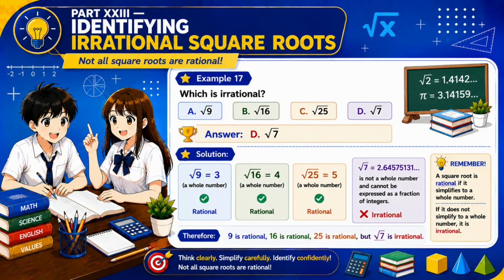So, to find the answer, we need to solve the radicals. The square root of 9 equals 3, the square root of 16 equals 4, and the square root of 25 equals 5. These are rational. But square root of 7 is not a whole number and can't be expressed as a fraction of integers.